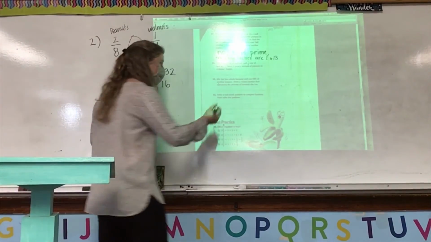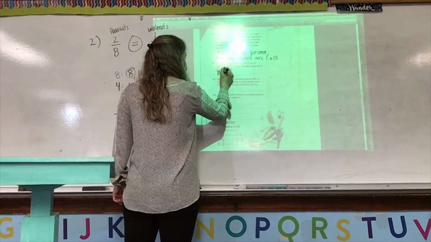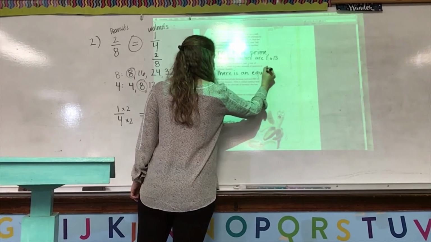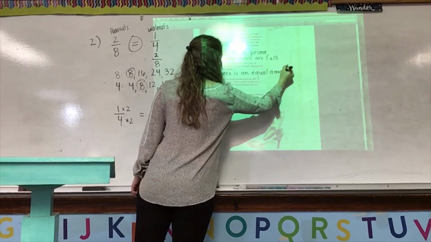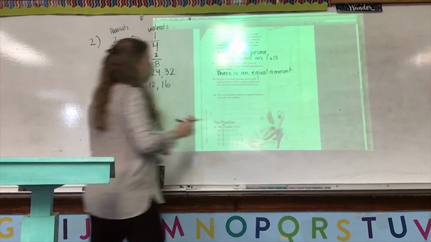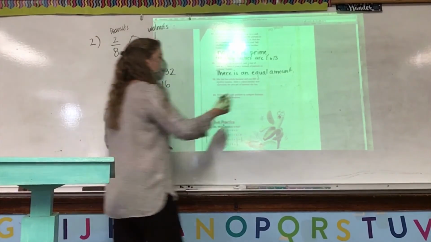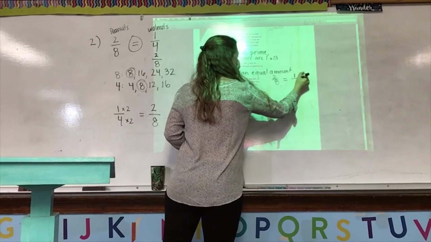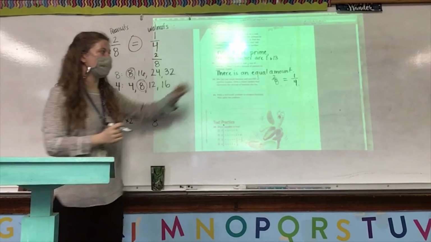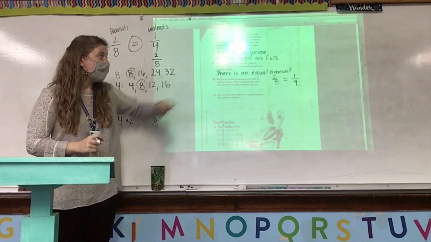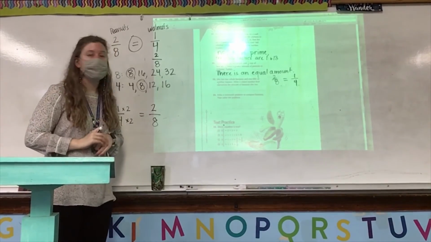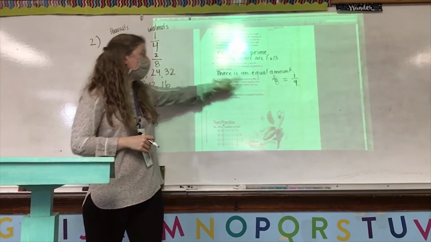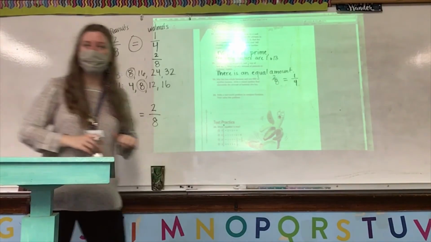There we go. There is an equal amount. How do we know? Because 2/8 is equal to 1/4. So there's the explain. There's the answer. Is there a greater amount of peanuts or walnuts? Well, the answer is there's an equal amount. Explain. 2/8 is equivalent to 1/4.